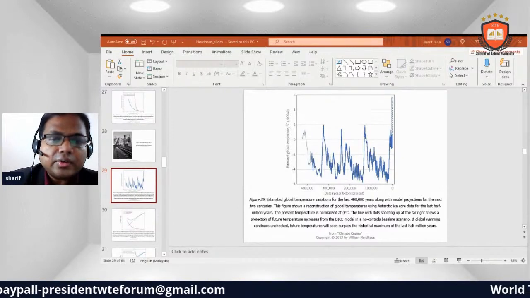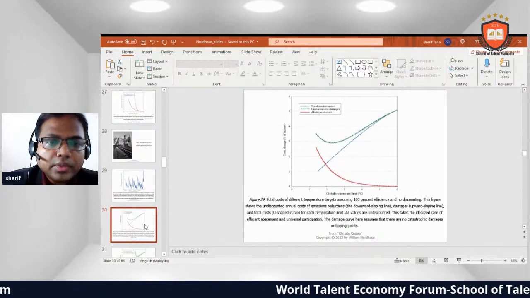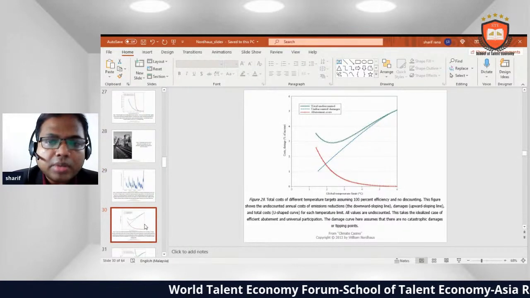These are different kinds of interesting information and research, all of which add value. Total cost of different temperature targets, assuming 100% efficiency.